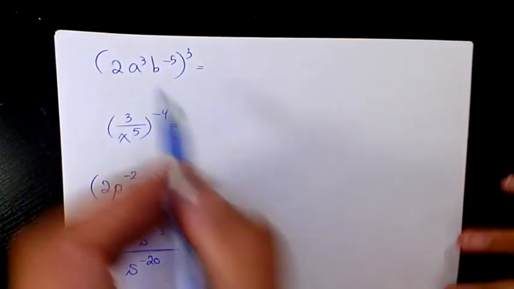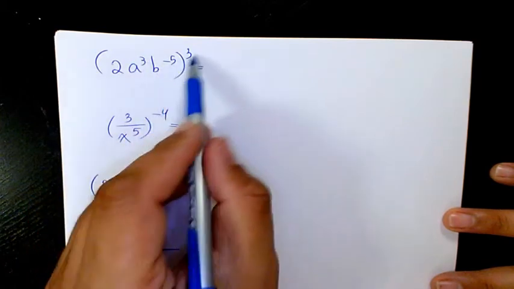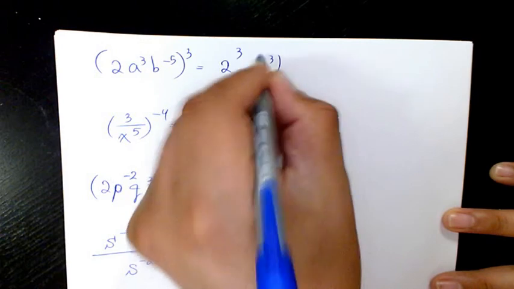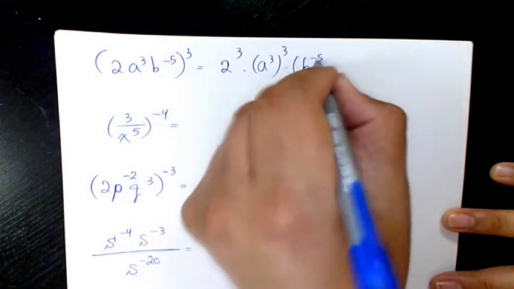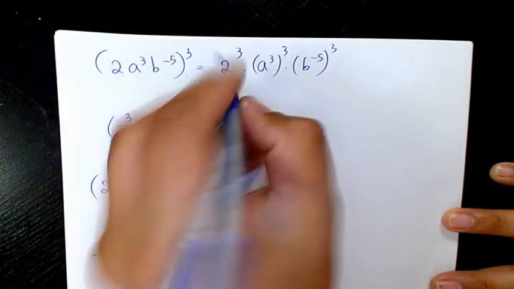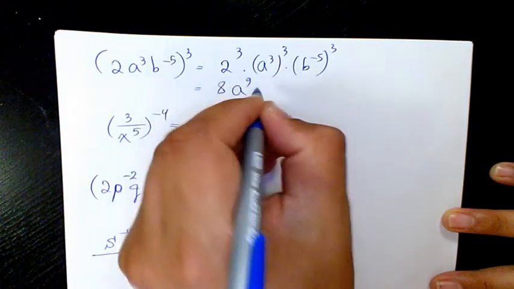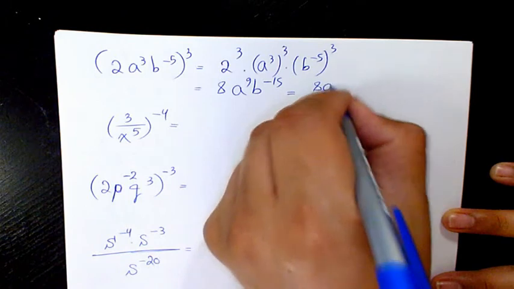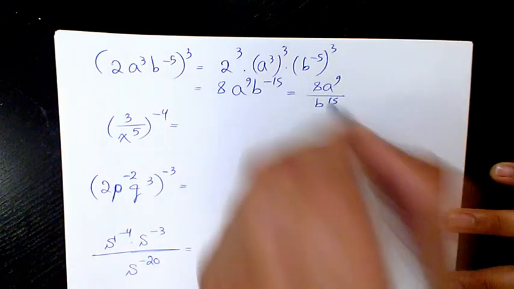Next one. 2a cubed b to the power of negative 5, all to the power of 3, is going to be 2 to the power of 3, a cubed to the power of 3, b to the power of negative 5 to the power of negative 3. So it's going to be 8, a to the power of 9, b to the power of negative 15. So 8a to the 9 divided by b to the power of 15.